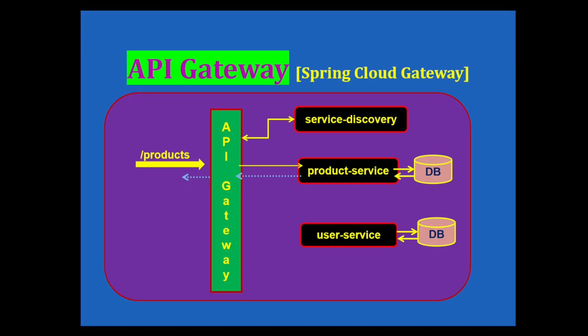What we are going to implement for the product endpoint, in a similar way we are also going to implement for another endpoint, which is the users endpoint, /users. For this URL, the API gateway will route the request to the appropriate user service, and the user service sends the response back to the API gateway and to the calling microservice.